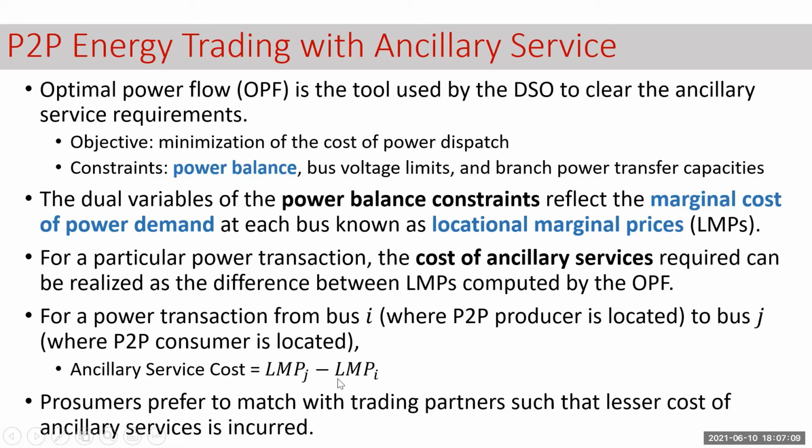So mathematically we can represent the per unit ancillary cost of transferring power from node I to node J as the difference between the LMPs of the respective nodes. Now this particular quantity should be included in the market mechanism of P2P energy markets, so that prosumers will consider this as a factor to trade off when they match trading partners.